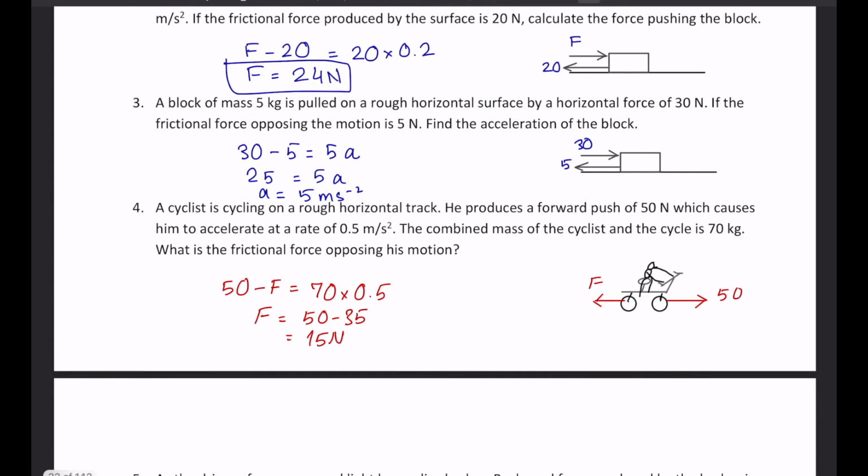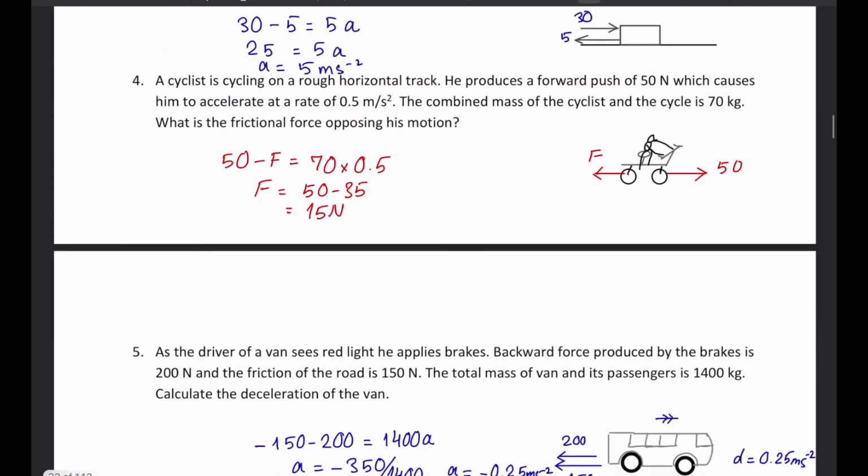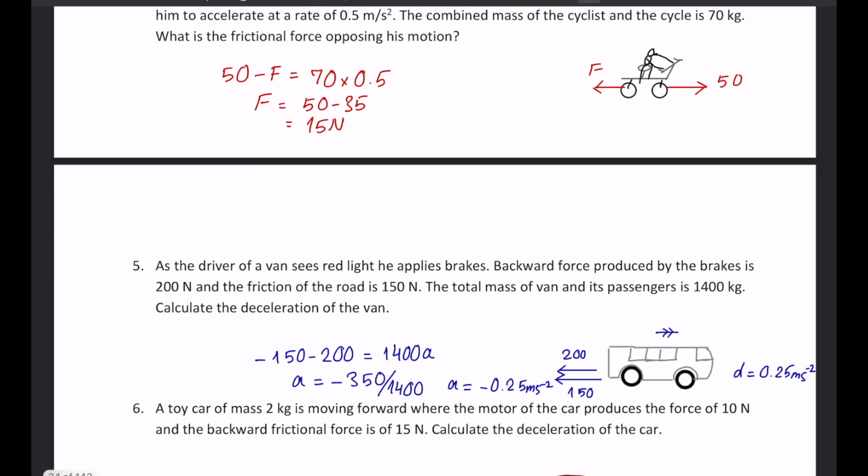In the next question, it says a cyclist is cycling on a rough horizontal track. He produces a forward push of 50 Newton, which causes him to accelerate at 0.5 meters per second square. The combined mass of the cyclist and the cycle is 70 kg. What is the frictional force? So you could be given a question where there is a particular unknown. You still apply Newton's second law. You say 50 minus F is the resultant force equals mass times acceleration, and rearranging it, you'd be able to get the frictional force.